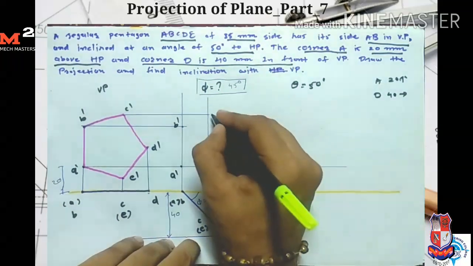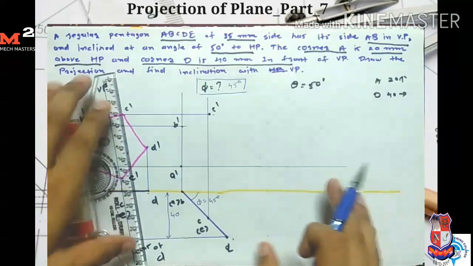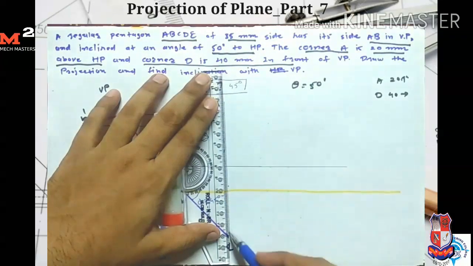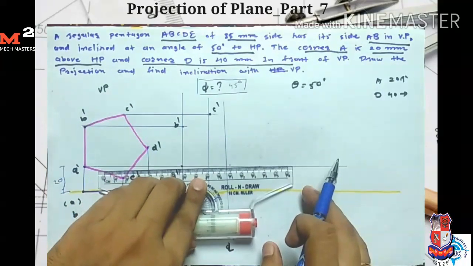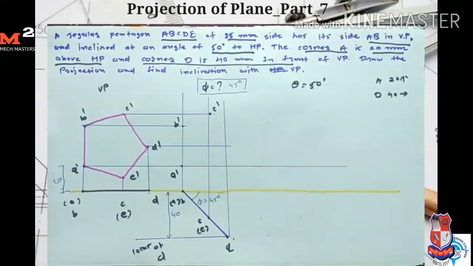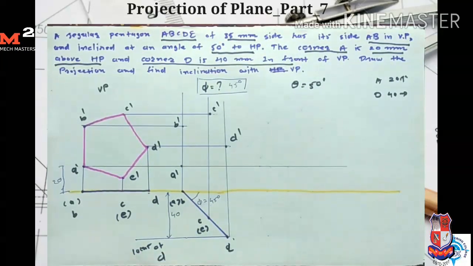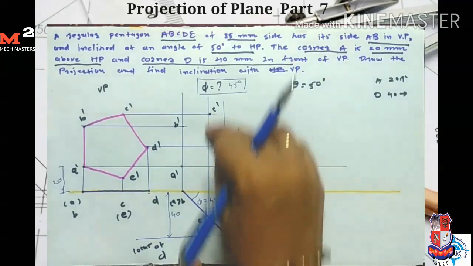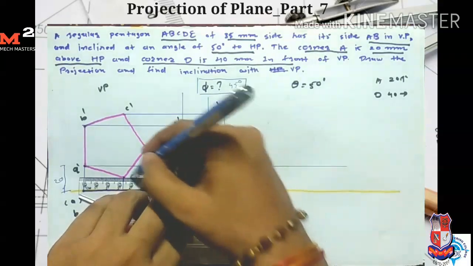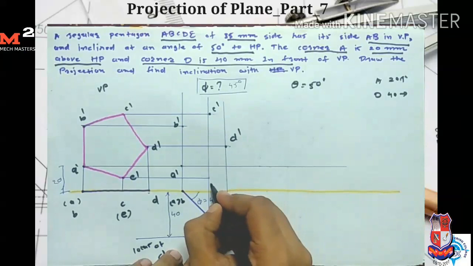So here I get my point C dash. Now for point D dash, I take the projection from here and from here. So here I get my point D dash. Now for point E dash, I take the projection from here and from here. So here I get my point E dash.